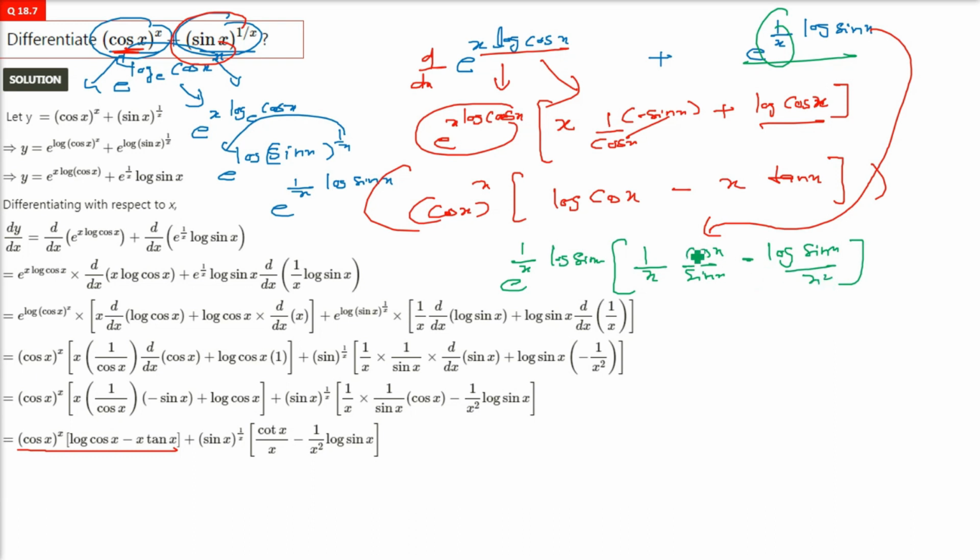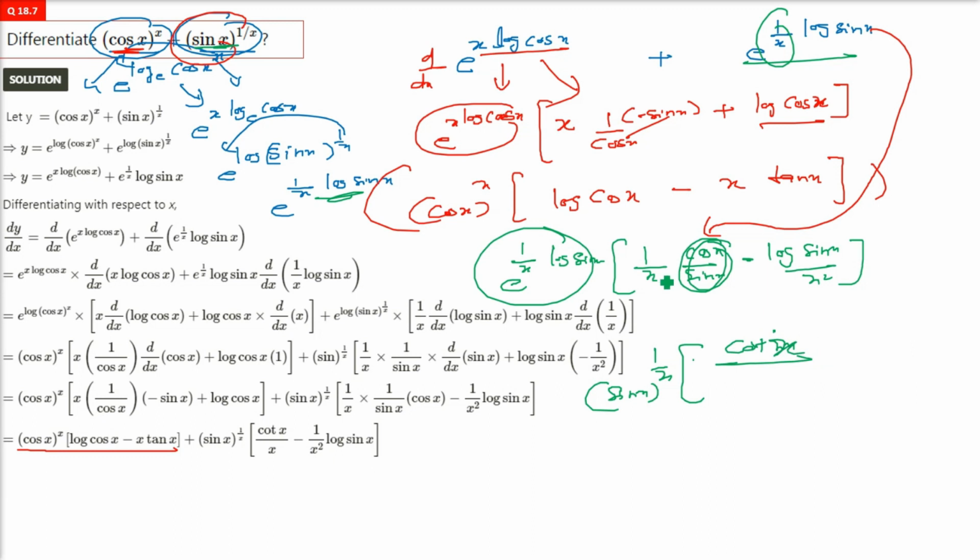Just one change is there. Cos x by sin x, you can write it as cot x. So finally it will be, this has come from where? Sin x to the power 1 by x. So you have sin x to the power 1 by x, you can write it here. And inside that, we have a 1 by x cos x by sin x. You can always write it as cot x. So cot x by x it is, minus log sin x, and then we have divided by x square. This is the second term. So you have to add this one and this one. When you add them, that will be the final result. Alright.